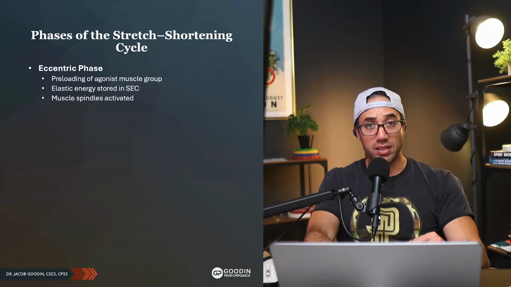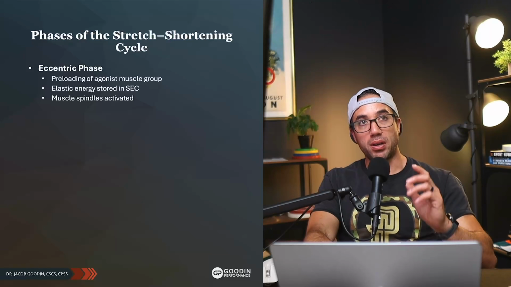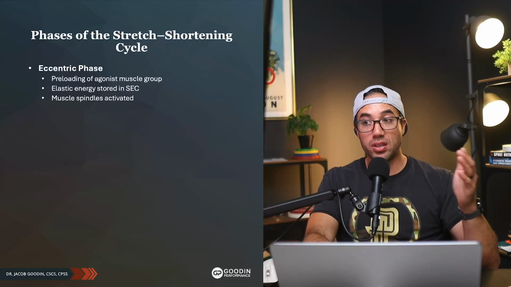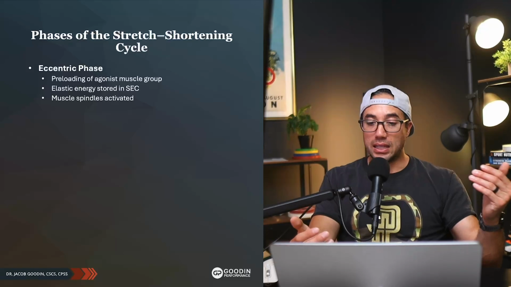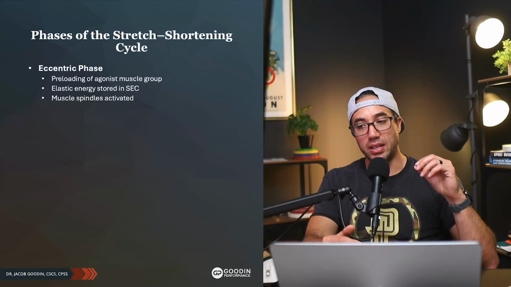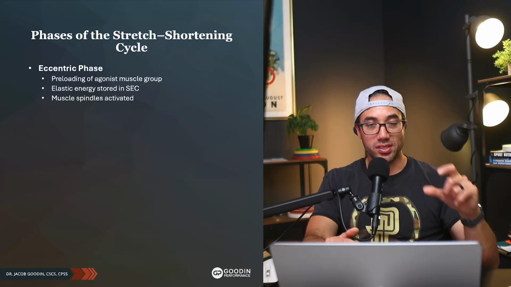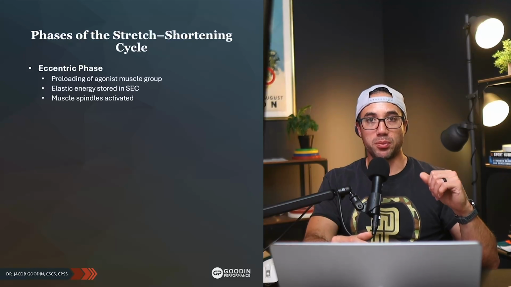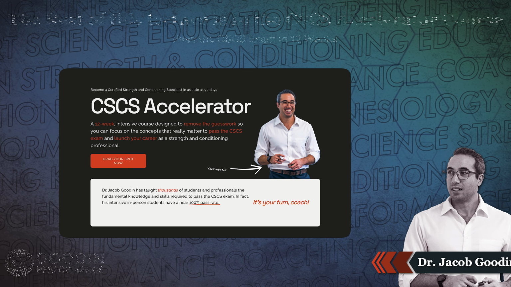Okay, so let's talk about the phases. I've mentioned them already. We have the eccentric phase. During this phase, we have the preloading of the agonist muscle group. Okay, so remember, agonist is the muscle group that causes the action. So let's think of a pogo jump, right? So the knees are unlocked, but they're mostly stiff. They're just there for a bit of shock absorption, but really the ankles.